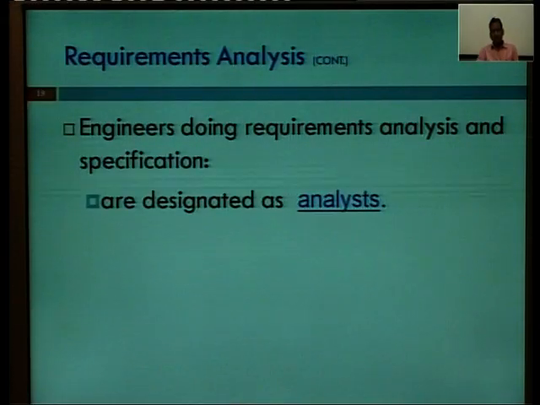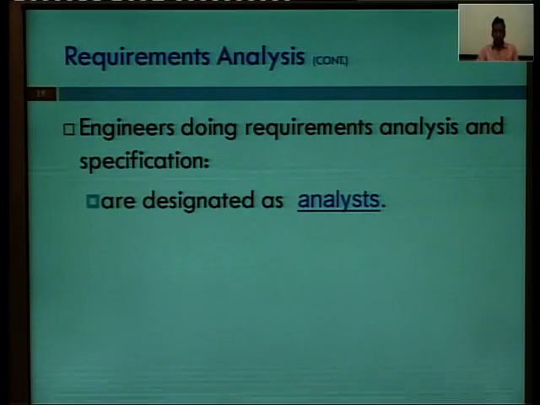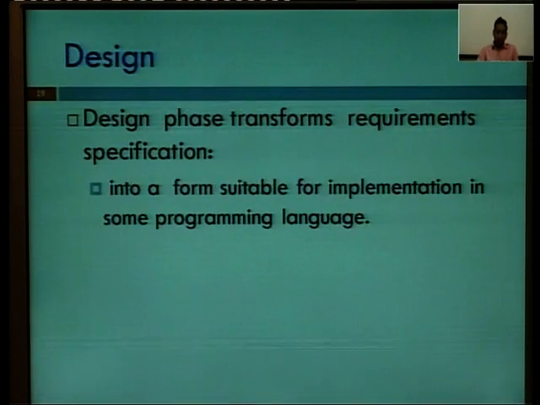The engineer doing requirement analysis and specification is known as the analyst. The engineer who collects the data by visiting the sites, analyzes the data to remove the different contradictions, ambiguities, incompleteness and inconsistency in the requirements, and then specifies and documents the requirements, after all the ambiguities are resolved, is known as the analyst in the software development phase.